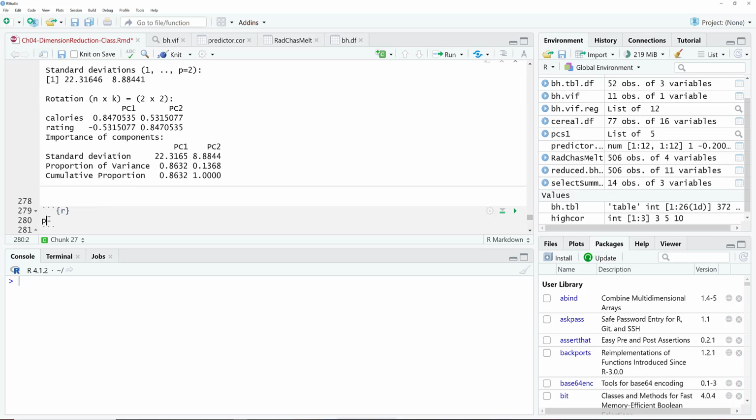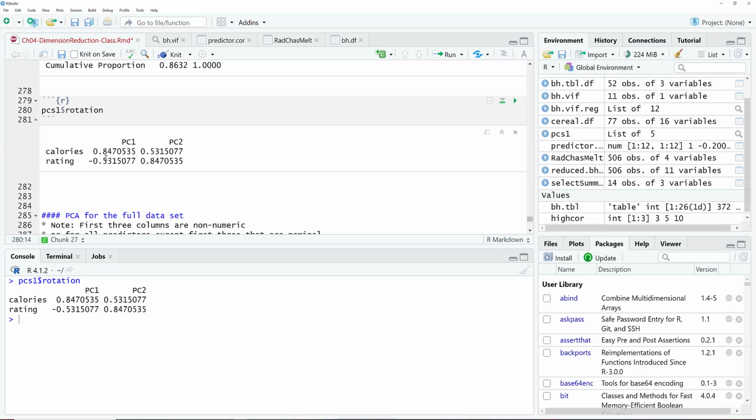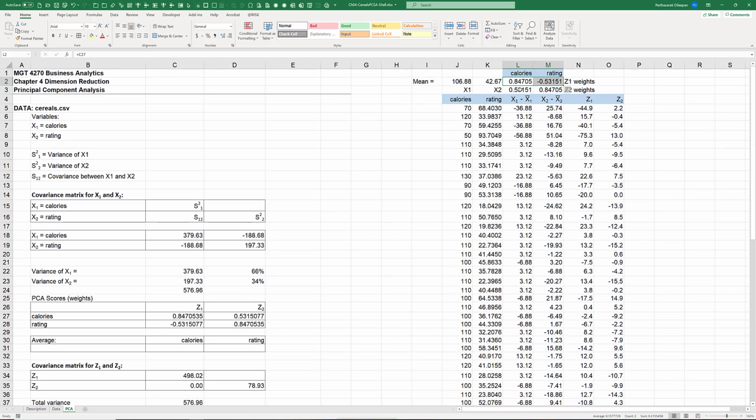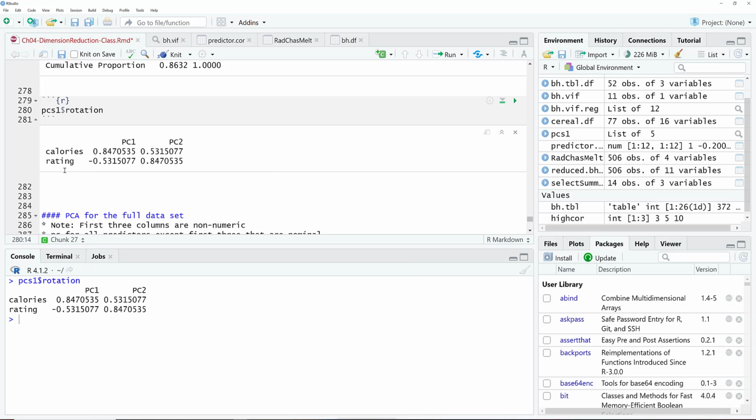So if you have PCS1, say rotation, right? Let's see what it does. Okay, rotation, see, it gives you the weights. This is Z1, weight for calorie, weight for rating. This is Z2, weight for calorie, weight for rating. So which is what we used here in computing the Z1 and Z2 values.